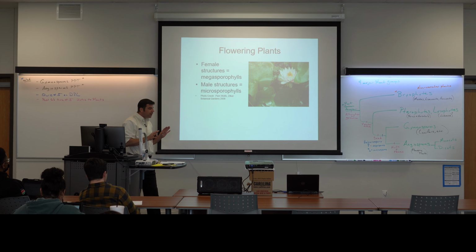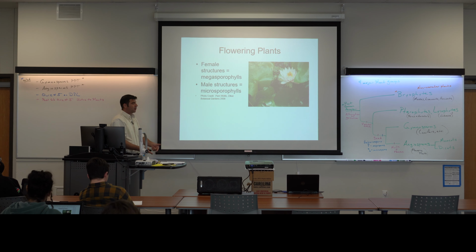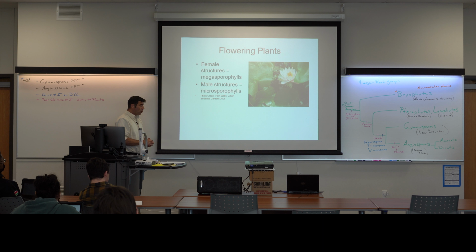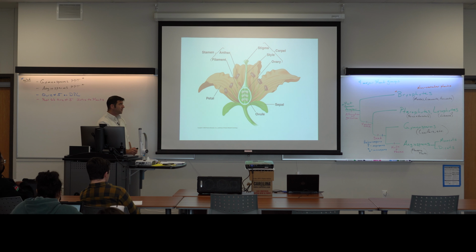We know flowers are on the sporophyte part of the life cycle, so the part of the flower that makes the female spores, female spores would be megaspores. That's the megasporophyll. Megasporophylls make megaspores. Megaspores make the female gametophyte. Microsporophylls make the microspores. So this is the male reproductive parts of the flower. Microspores, we know, grow into the male gametophyte. This is a perfect flower.